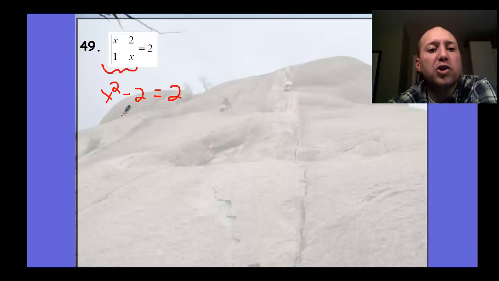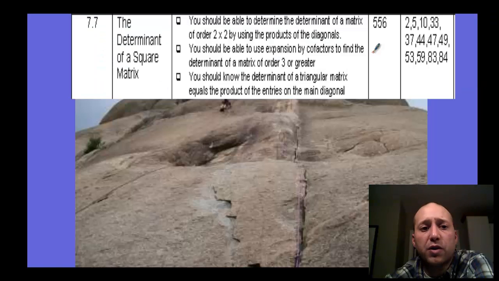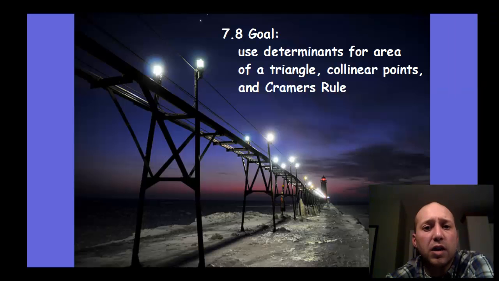So now we create an equation here we need to solve. Add 2, so x squared is 4. Square root both sides, so x has to equal plus or minus 2. So that's it for 7-7. Let's look at 7-8.